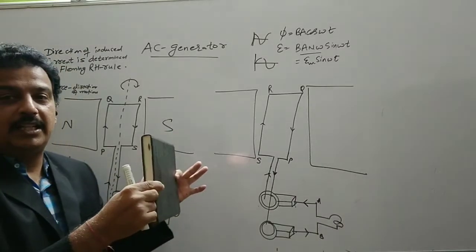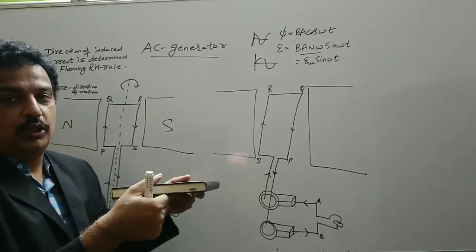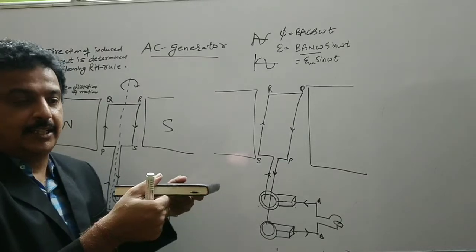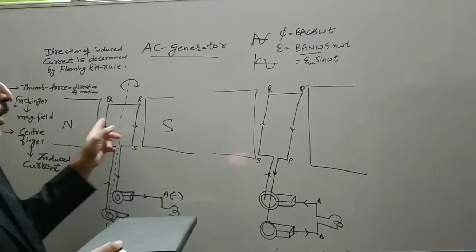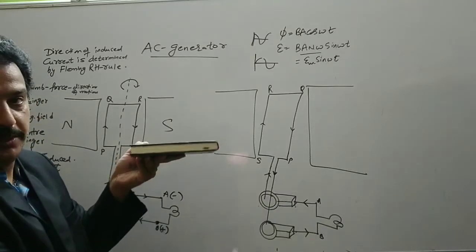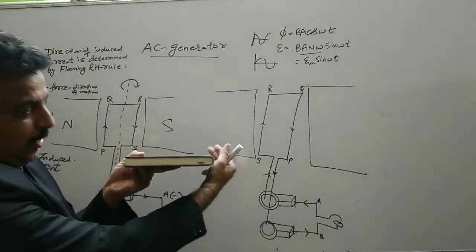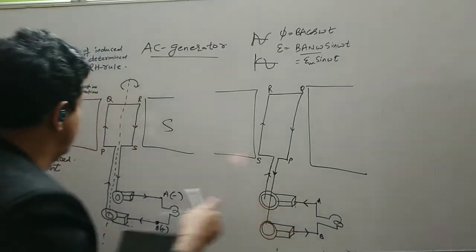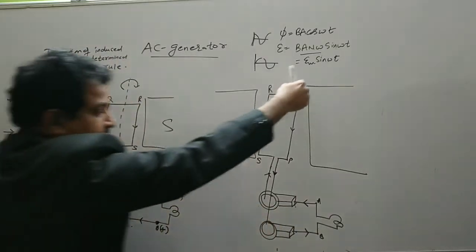Now the polarity will change. The coil is rotated by 180 degrees, so polarity is changed and PQ comes to this side. Again the force on this is in the downward direction, so in the downward direction the current comes out. From PQ, where current was going in, now the current is coming out.